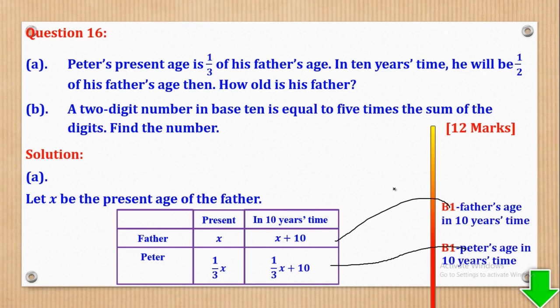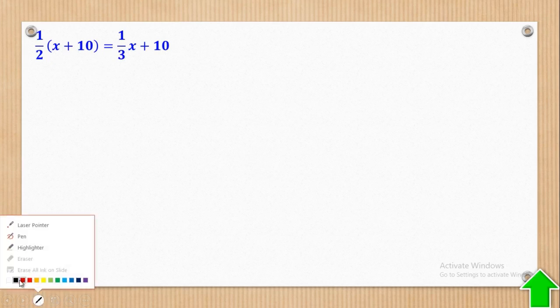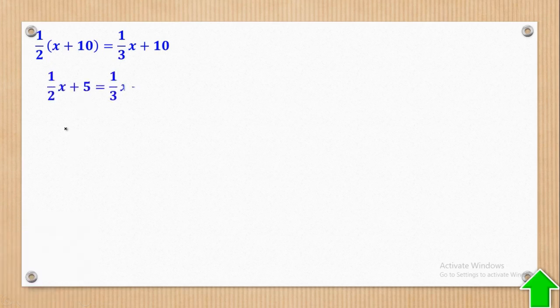Now in 10 years time they give us some relation that in 10 years time he will be a half of his father's age. So Peter will be a half of his father's age. So what does that mean? It means that the relationship will be that a half of the father's age will be equal to the age of Peter in 10 years time. Now there we have only one unknown, therefore shall come, and the next thing to do is to simplify.